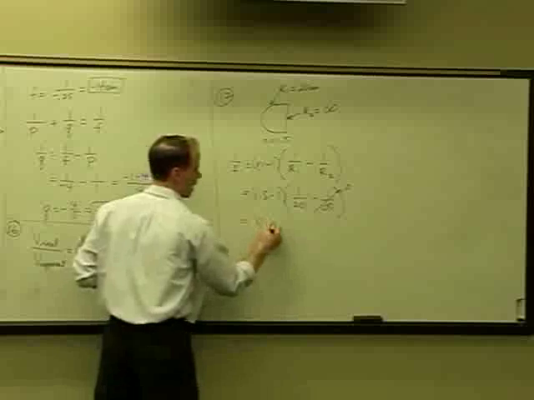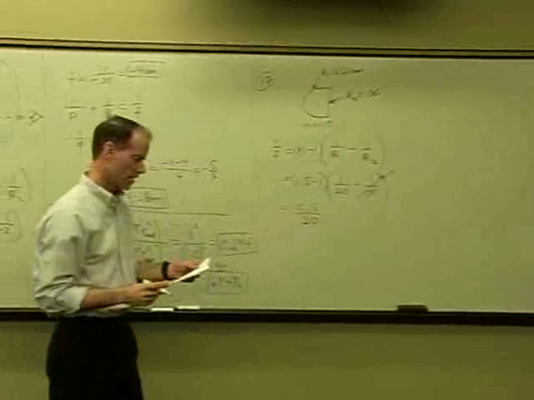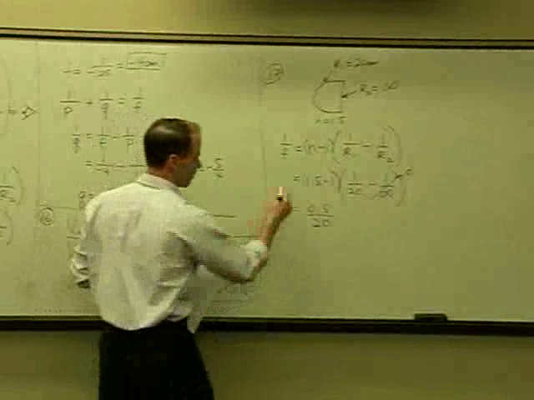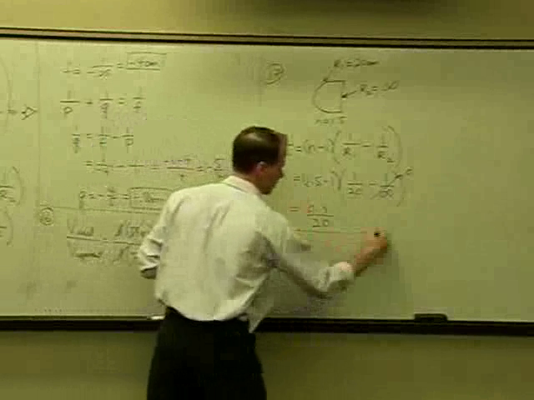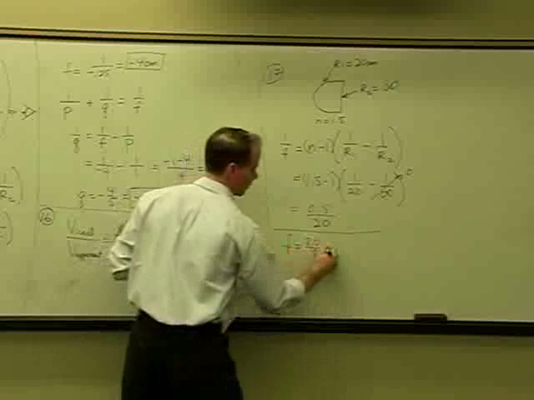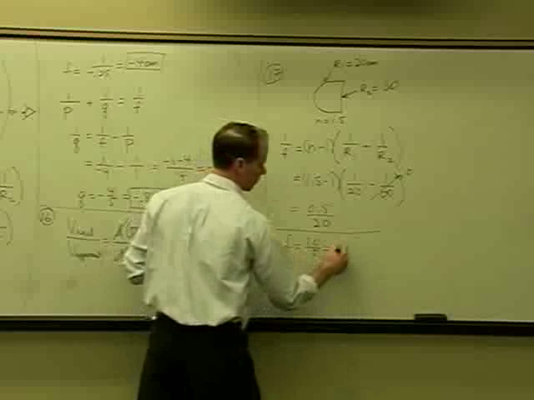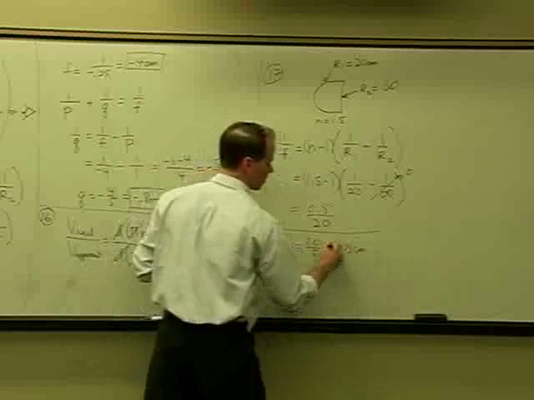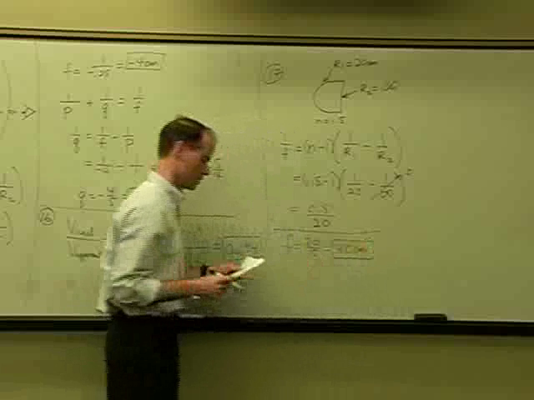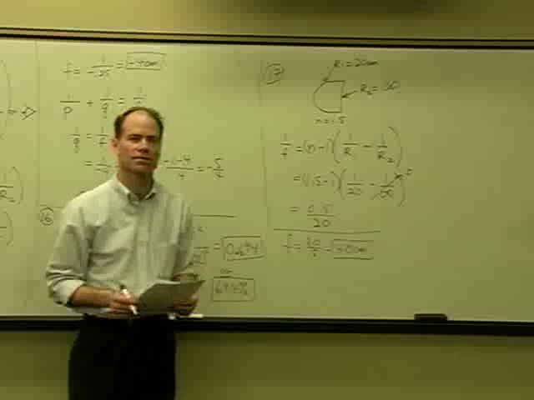This would be 0.5 divided by 20, and that gives me, well, we can flip them. So we can say the focal length would be 20 divided by 0.5. So that would be 20 divided by 1/2, or 40 centimeters. So our focal length for this lens is a positive 40 centimeters.